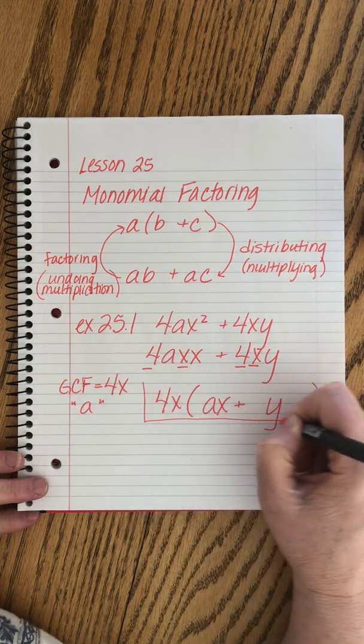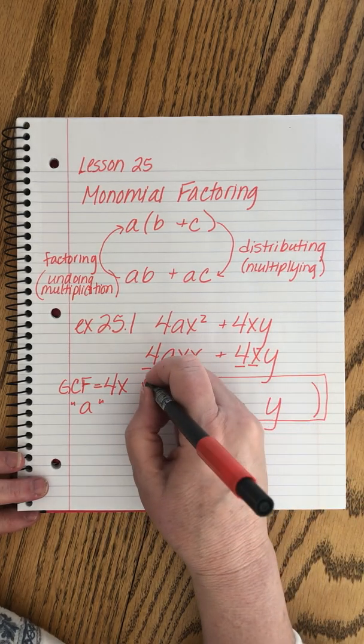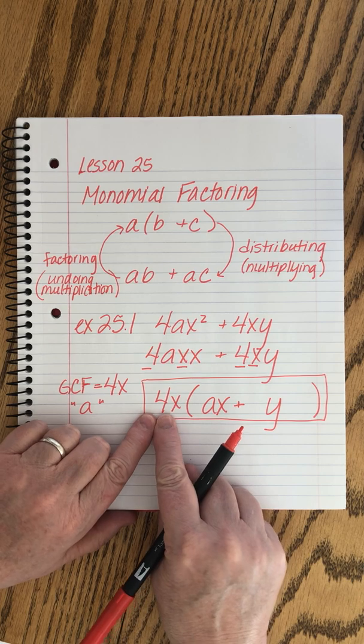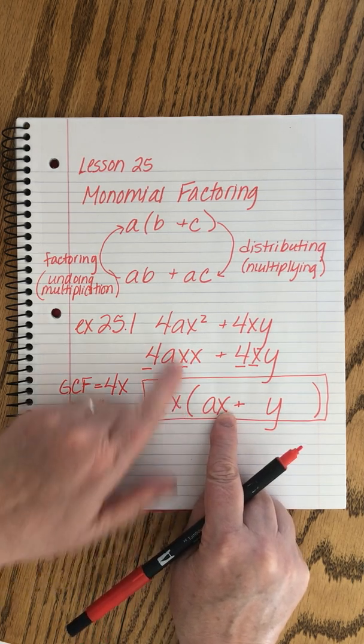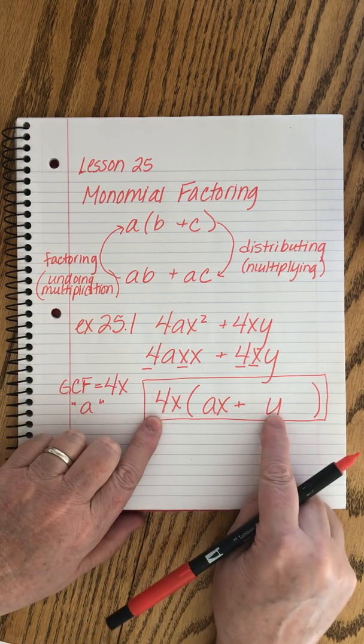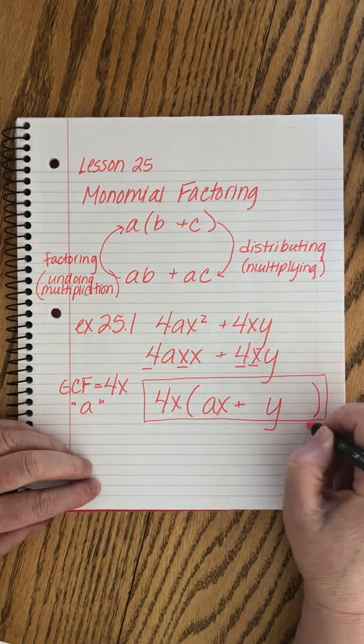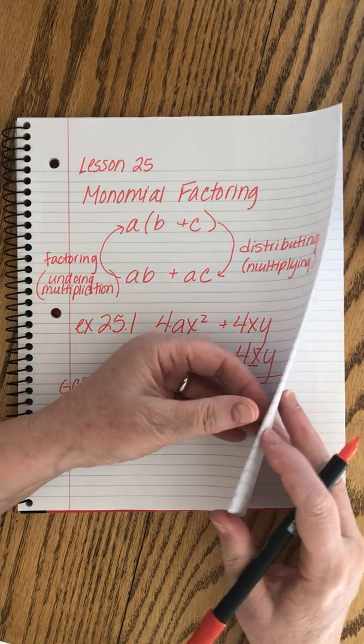You can always check the answer of your factoring by distributing. If I multiply this times this, I get 4ax squared, yes. And here I get 4xy, yes. So you can easily test and make sure you got it right.